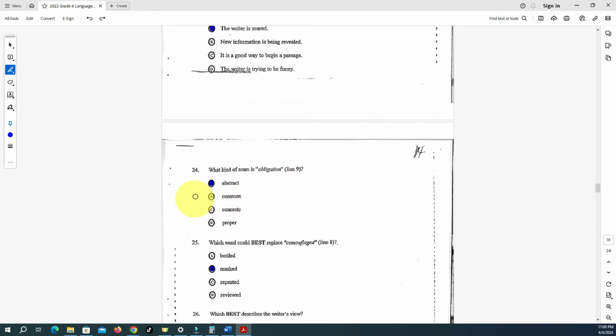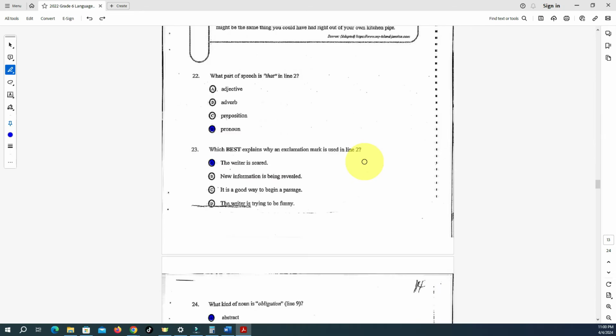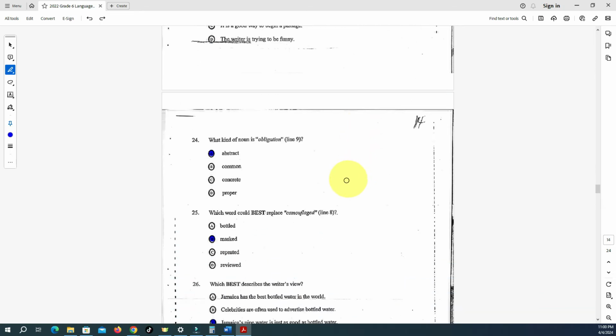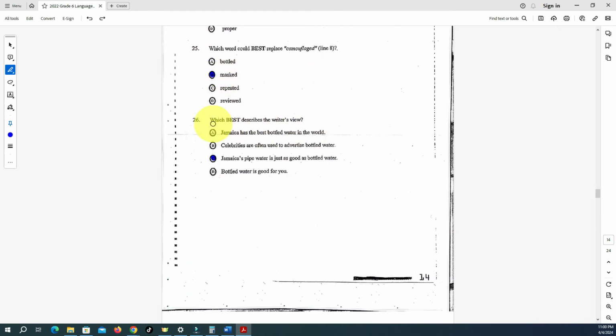So the noun I have is an abstract noun. I think it's obligation, right here in line 9. It's an abstract noun. All right. Which word could best replace camouflage? Masked. So if you camouflage like the lizard, changing and adapting to the environment, it's a mask. I definitely know that that's it.